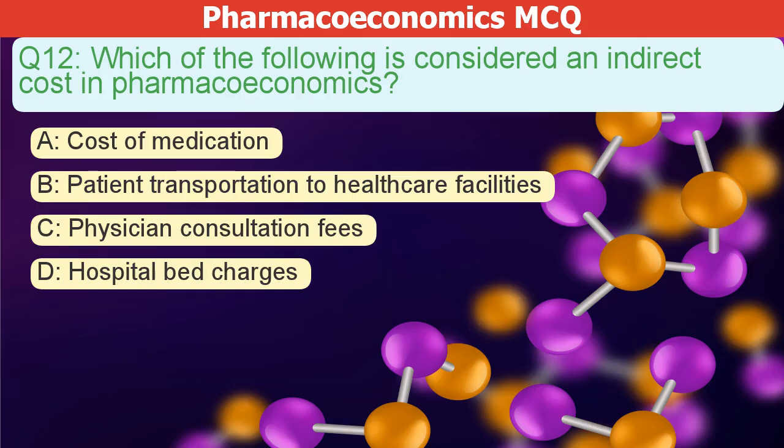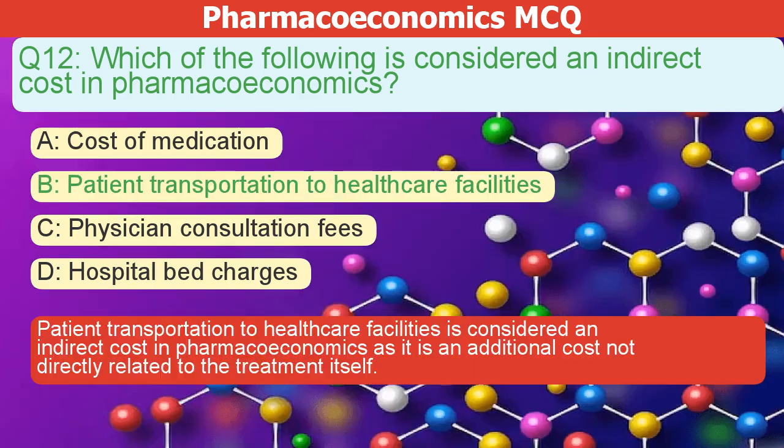Which of the following is considered an indirect cost in pharmacoeconomics? A. Cost of medication. B. Patient transportation to healthcare facilities. C. Physician consultation fees. D. Hospital bed charges. The correct answer is B. Patient transportation to healthcare facilities is an indirect cost in pharmacoeconomics. It's an additional cost not directly related to the treatment itself.